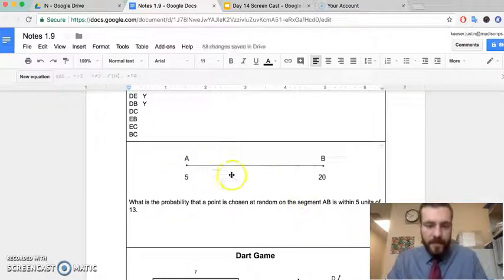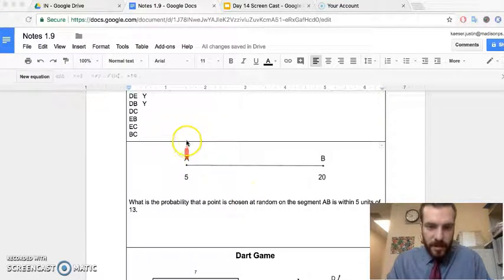So we have this segment that starts at 5 and goes to 20. So the length of this whole thing is going to be 15. So from here all the way to here, that's 15.